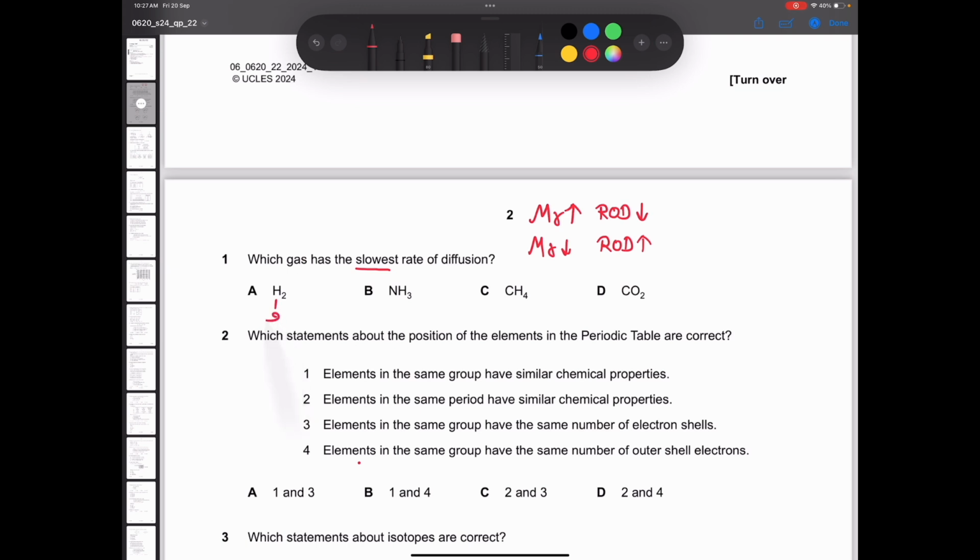Hydrogen's molecular mass is 2, ammonia is 17, CH4 is 16 and CO2 is 44. So the one with the highest molecular mass is CO2, which means its rate of diffusion will be the slowest. So the correct answer will be D.